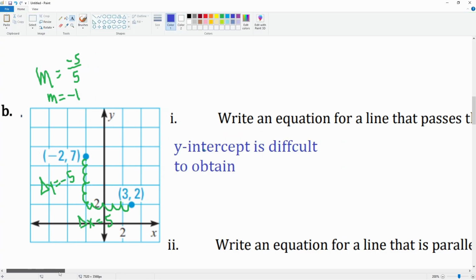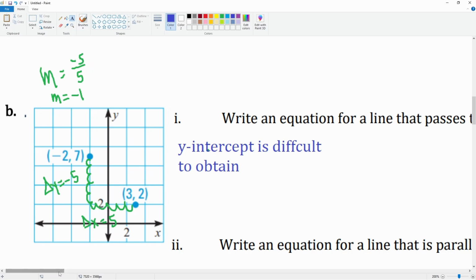Because it is difficult to obtain, we can probably use another equation. The other equation that you can use is y minus y1 is equal to your slope, which is m, parentheses, x minus x1, and close the parentheses.